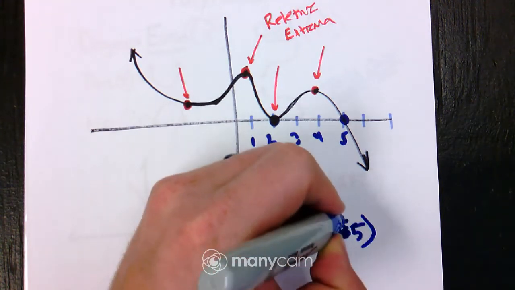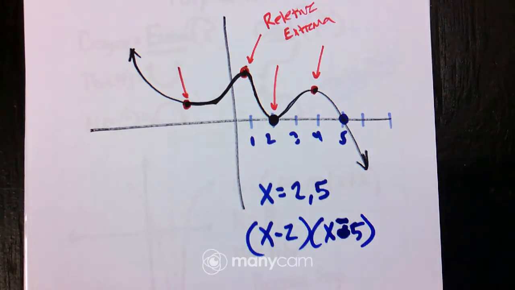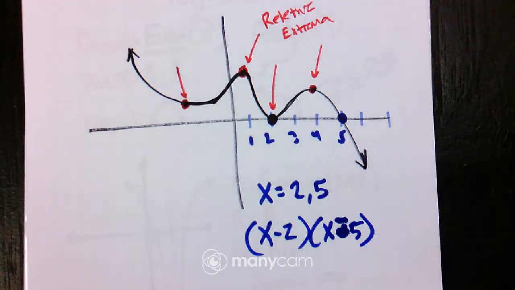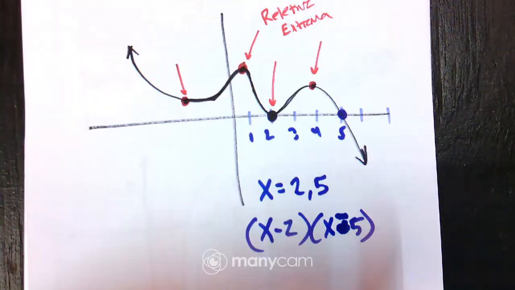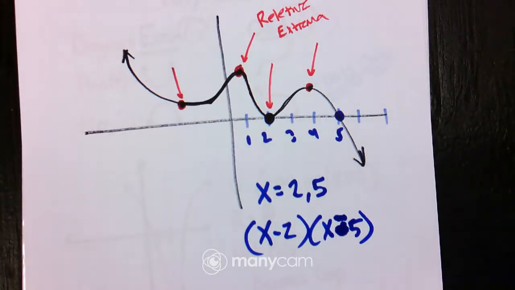Why isn't the last dot an extreme? Because it's not on a curve. See how these are all like parabolas? It's the minimum and maximum. Okay. That's right.